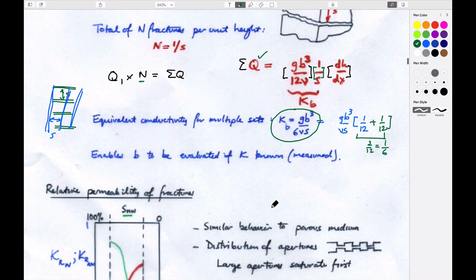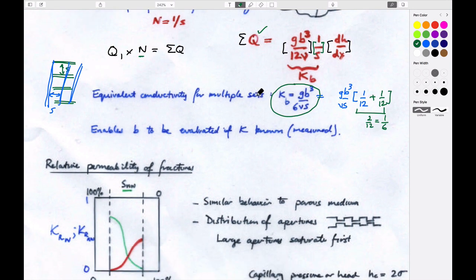And so the bottom line is that we can get a permeability, a hydraulic conductivity. So this is hydraulic conductivity, which is either K_B, bulk permeability, which is either G b cubed over 12 nu times S, or G b cubed over 6 nu S. I guess this is for 2 fractures. This is for 1 fracture.